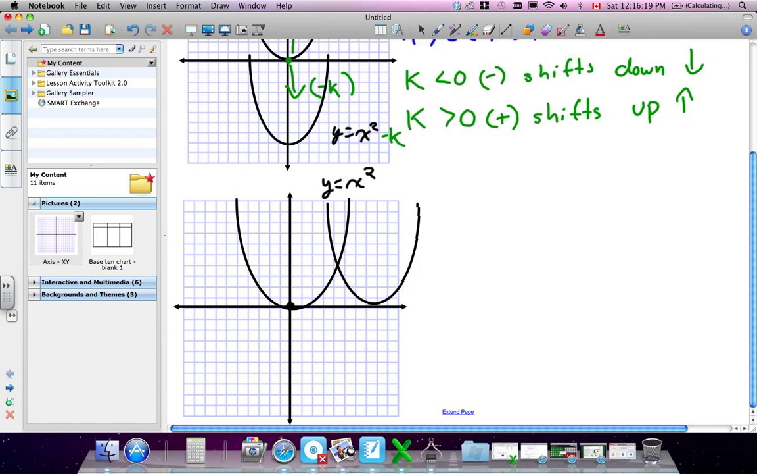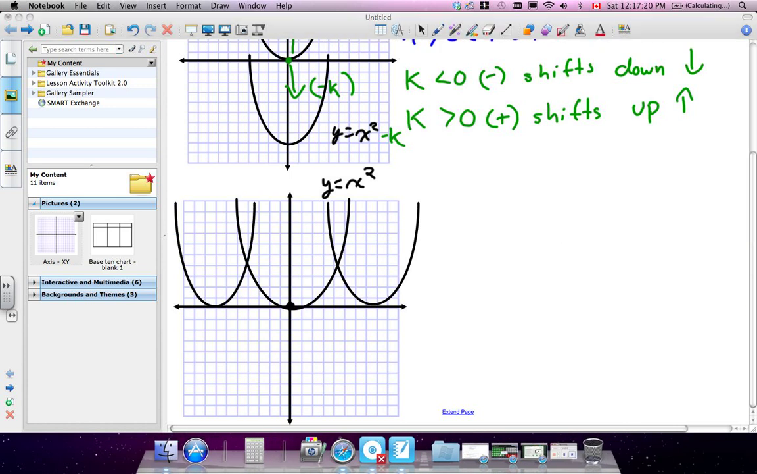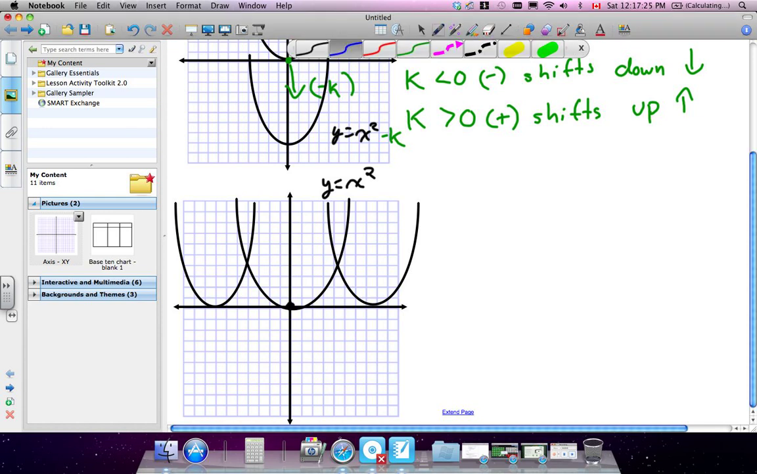So I have another one, same idea. Again, this is our y equals x squared. If h is negative, so this is where our vertex moves to the right. Think of it as h being negative, and think of this as h being positive. This isn't quite the case.